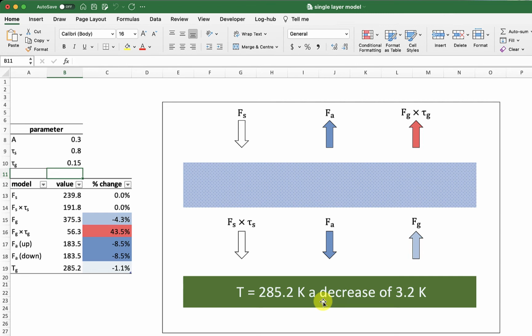We can also diagnose why we got this drop in Earth's surface temperature. And you can see that it's largely come about because more of the ground flux has escaped to space, which means less of the radiation from the sun has stayed in the Earth system.